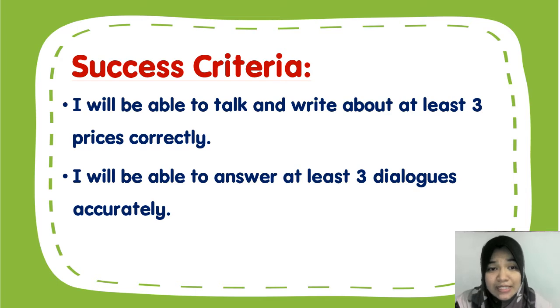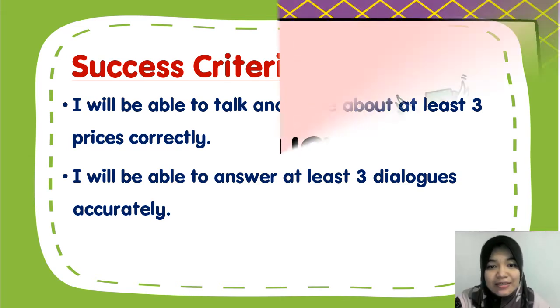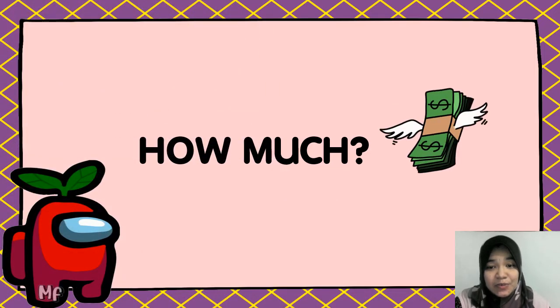Alright, as for today's success criteria, by the end of the lesson, all of you will be able to write at least 3 prices correctly. And secondly, you will be able to answer at least 3 dialogues accurately. Okay, next. Alright, so today we are going to talk about how much. How much here means that we are talking about price, the money, okay?